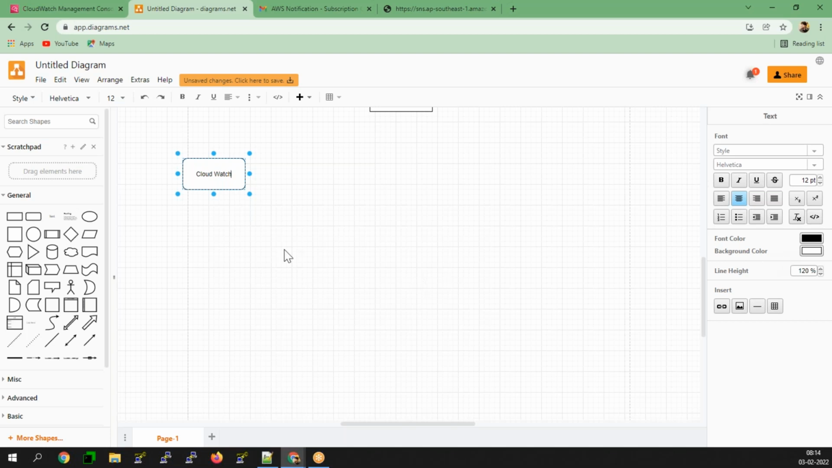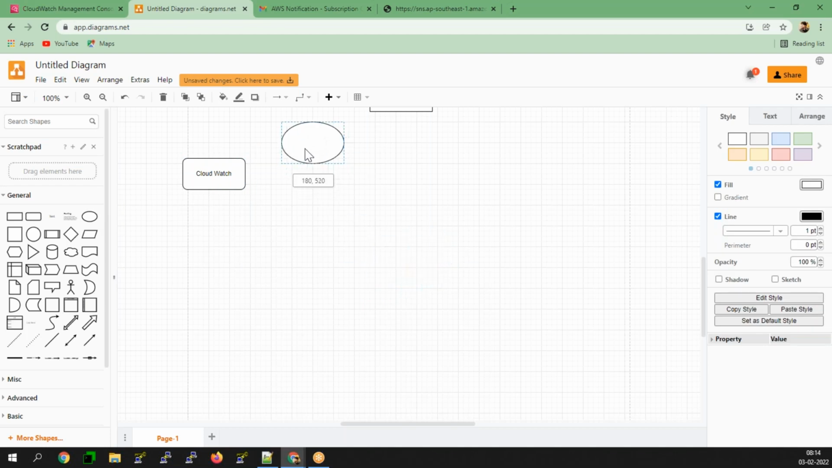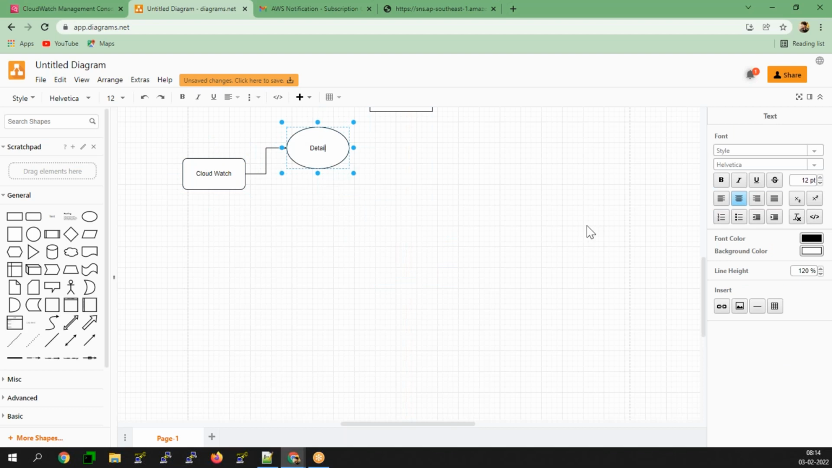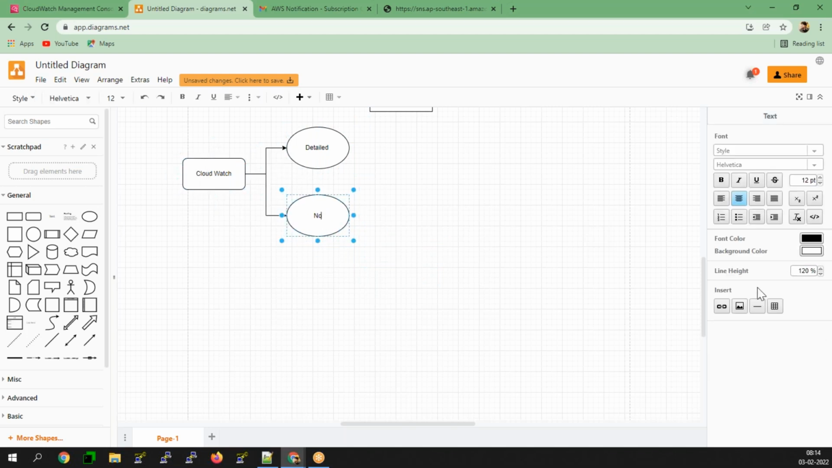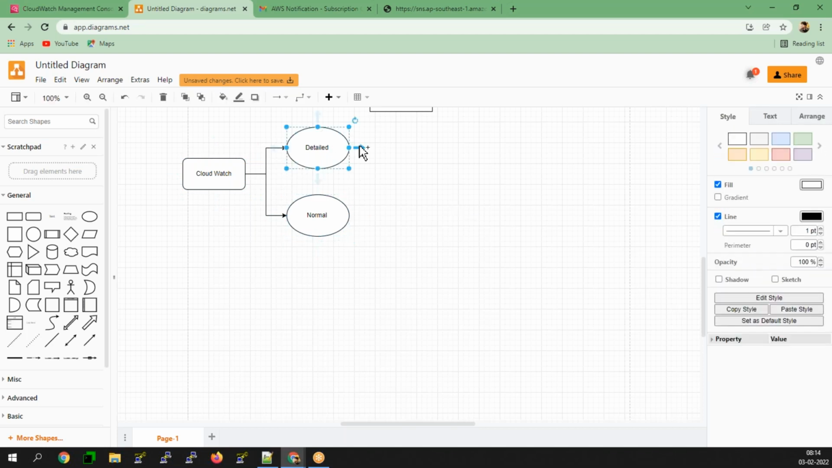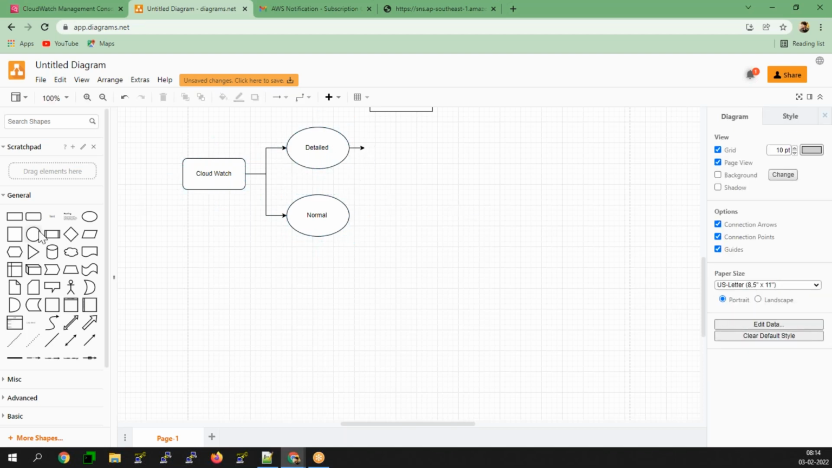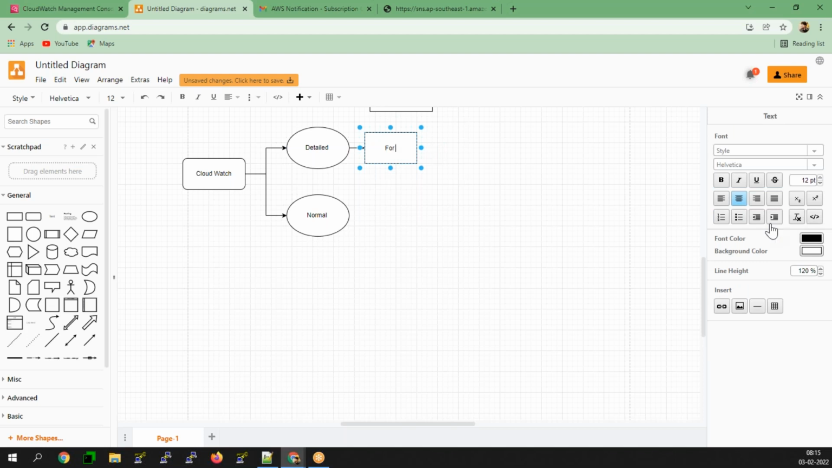You are having two kinds of monitoring here: one is detailed monitoring, and the second one is the normal monitoring. Remember carefully. Detailed monitoring means that for every 1 minute you are going to get the metrics.